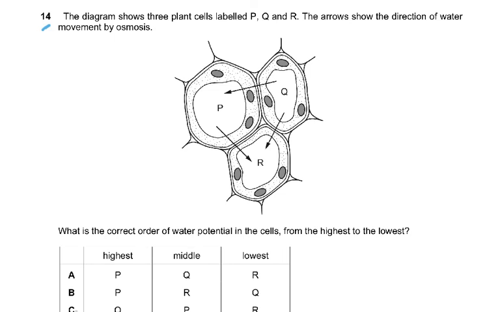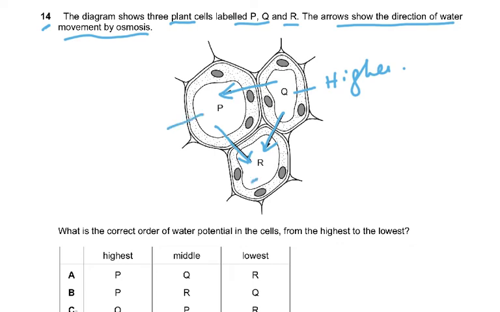Question 14. The diagram shows 3 plant cells labeled P, Q, and R. The arrow shows the direction of water movement by osmosis. Now here you can see from Q it is going to P. From Q it is also going to R. So Q has a higher water potential than P and R. But then from P it is going to R. So that means P has a higher water potential than R. So this would be the highest, then this would be the middle, and this would be the lowest.